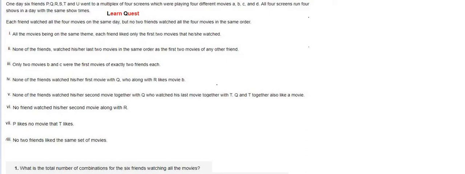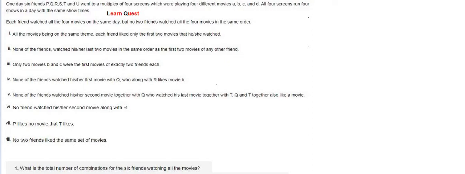So the question is saying: one day, six friends P, Q, R, S, T, and U went to a multiplex of four screens which are playing four different movies A to D. All four screens run four shows in a day with the same show timings. Each friend watched all the four movies on the same day, but no two friends watched all the four movies in the same order. So order is different for each of them.